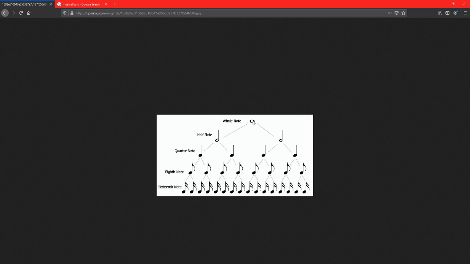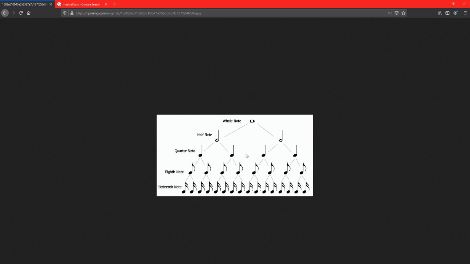So, the whole note takes up the whole measure. The half notes take up half a measure. A quarter note takes up a quarter measure. An eighth note takes up an eighth of a measure. A 16th note takes up a 16th of a measure. In 4/4. And I realize that probably sounds confusing, but for the purposes of what I'm talking about, this is 4/4. That's the reason why it's a standard measurement, because it lands on each count.